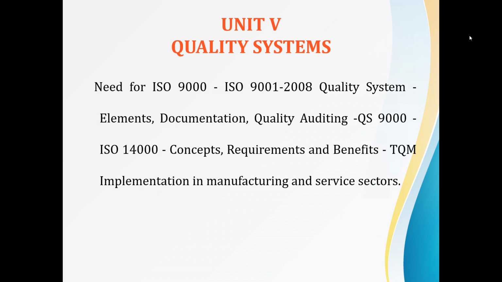And the fifth unit is quality system, where we will be developing certain standards in order to audit or in order to check the quality of the product. So here we will be discussing ISO 9000, ISO 9001:2008, and then in order to address environmental constraints we will be discussing ISO 14000, etc.